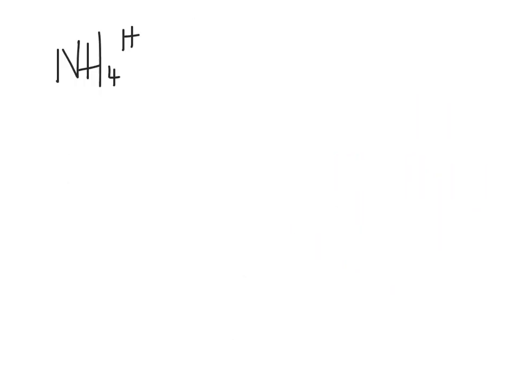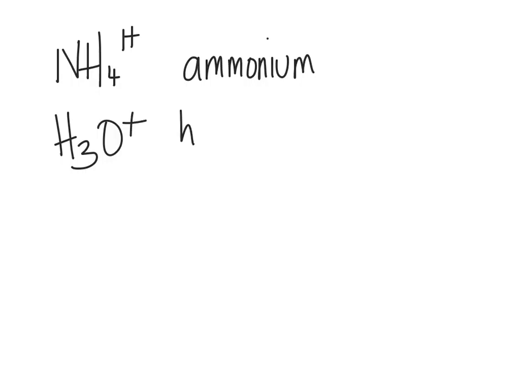Ammonium is +1, and H3O+ is the hydronium. So these are your positive polyatomic ions. What about mercury? Mercury is an element.